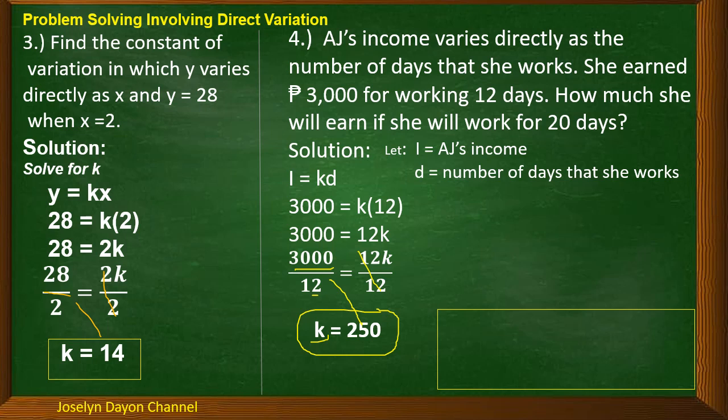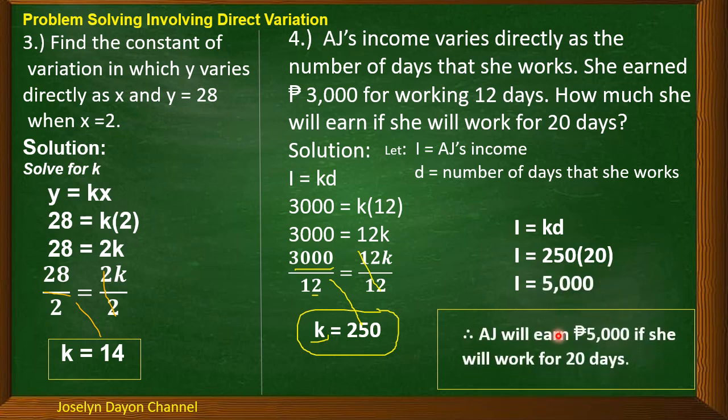Next, we have to solve for I when D is equal to 20. We will be using the same equation, I equals KD. Now, let's substitute. Our K is 250 and our D this time is 20. So 250 times 20, that is equal to 5,000. So therefore, AJ will earn 5,000 pesos if she will work for 20 days.